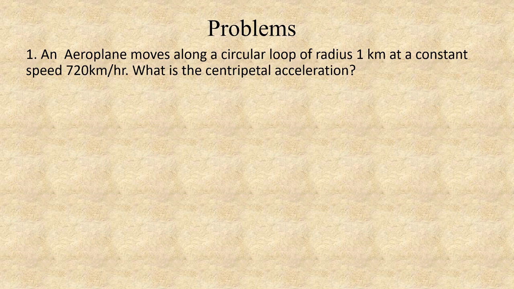An aeroplane moves along a circular loop of radius 1 kilometer at a constant speed 720 kilometer per hour. What is the centripetal acceleration? Okay. So from the problem we can see that it is an example of a circular motion. Here an aeroplane is moving along the circular loop. Here the radius of the circular loop is 1 kilometer. And the constant speed is 720 kilometer per hour.